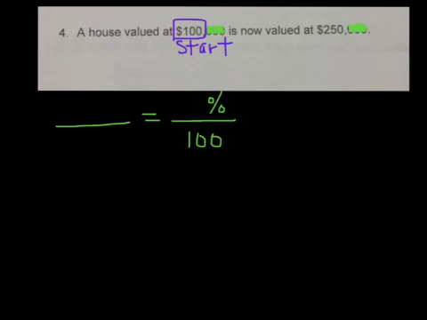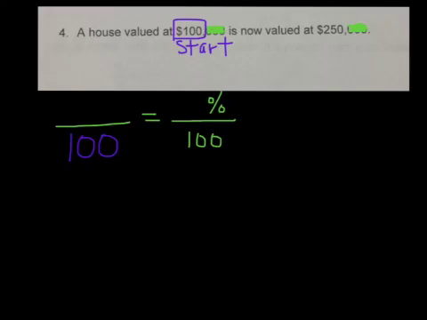So if you think about how we're going to set up our ratios, I'm going to have a percent on top, 100 on bottom. Then I'm going to decide what is the starting amount for the house. Does the house start at 100 or does the house start at 250? Hopefully you're saying that the house started being worth 100. So I'm going to put 100 on bottom.